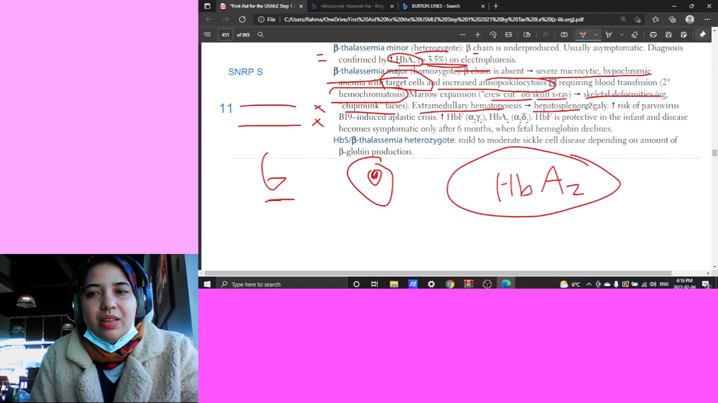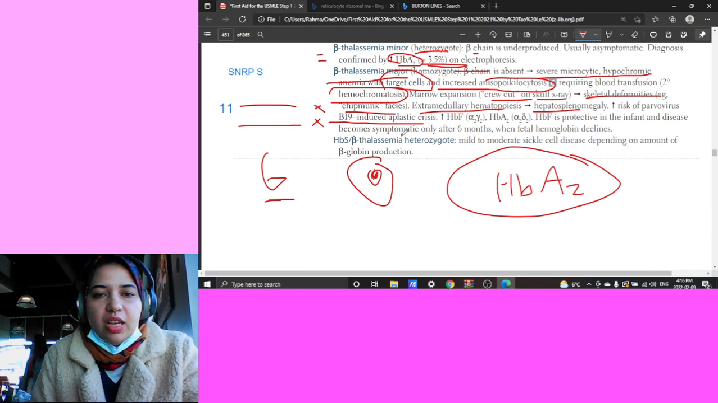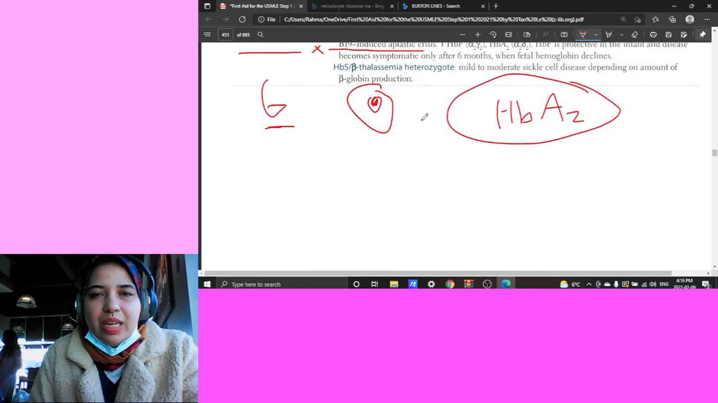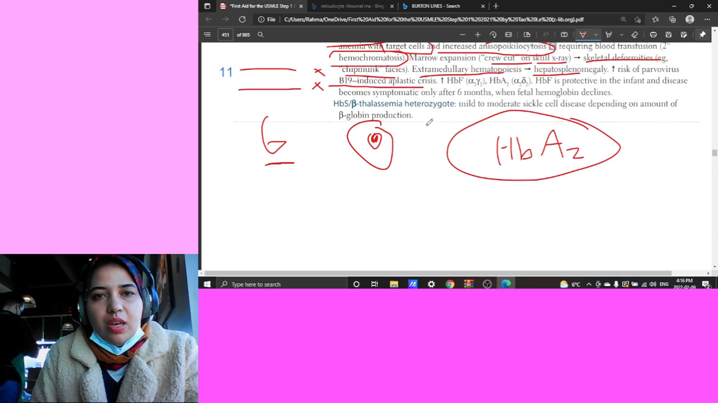You're going to have hepatocellular hemorrhage. You're going to have increased risk of parvovirus-induced aplastic crisis. Please do not make the mistake of confusing aplastic crisis with aplastic anemia. Aplastic crisis targets RBCs. Aplastic anemia targets all three cell types. So you're going to have decreased RBCs, decreased white blood cells, and decreased platelets. Do not make that mistake.